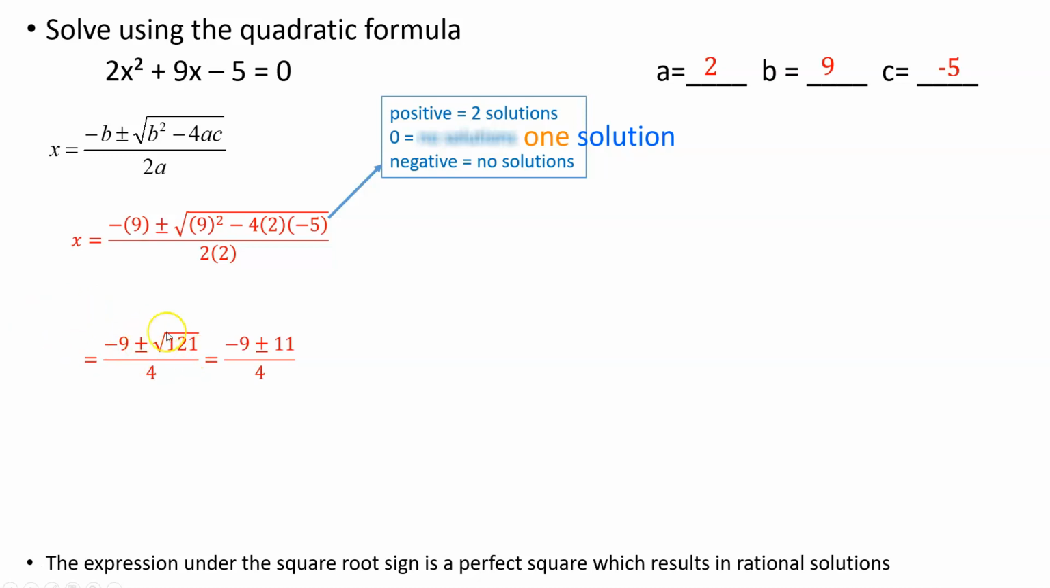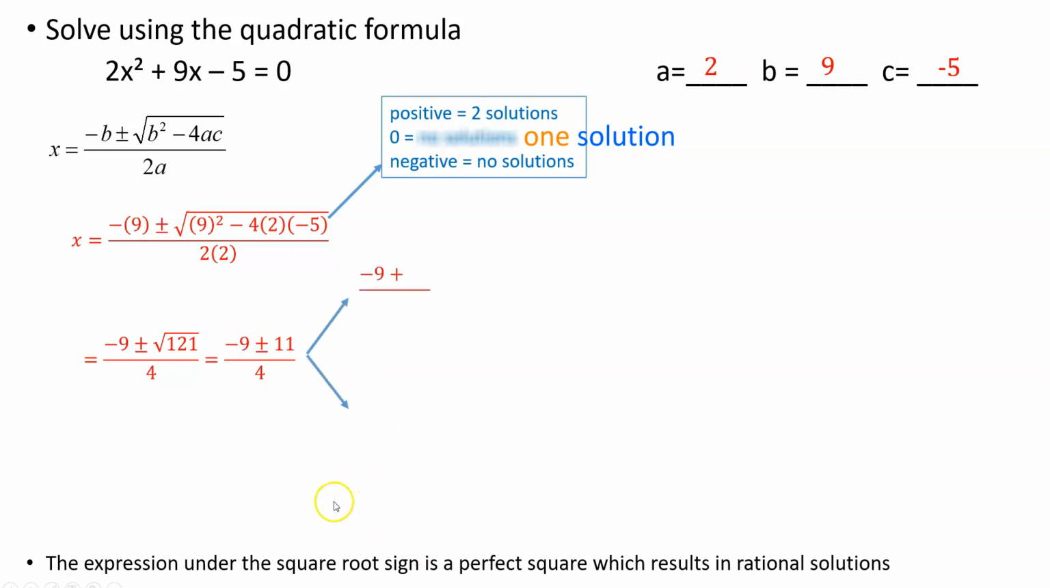and the square root of 121 is 11. And I cleaned this up: negative 9 is negative 9, and 2 times 2 is 4. So that's where the negative 9 and 4 is. Now, once we get here, a lot of people are tempted to say that's the answer. This is not the answer because we can go further. We can break that into two separate equations.